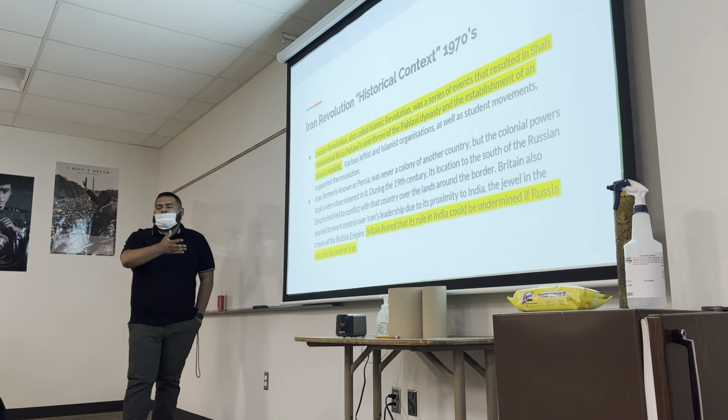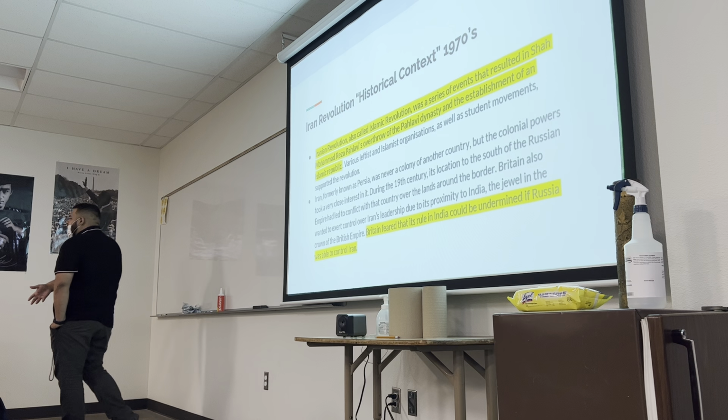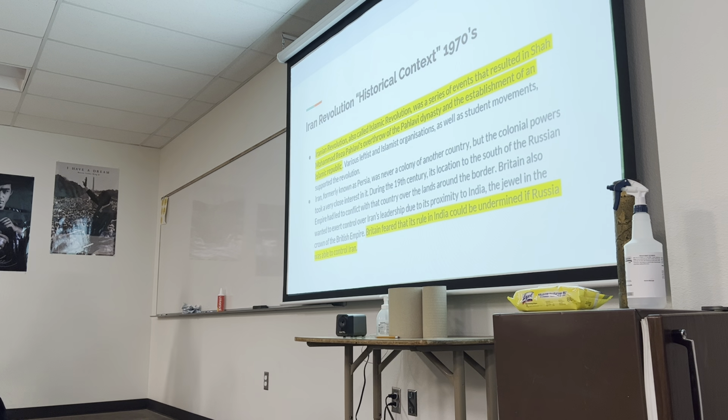So now we're in the Middle East. We're gonna be talking about the Iran revolution. Pretty quite simple. There was a corrupted government, right? So the Iran revolution, also called the Islamic revolution, was a series of events that resulted in Shah Muhammad Reza Pahlavi being overthrown, the end of the Pahlavi dynasty, and the establishment of an Islamic Republic.